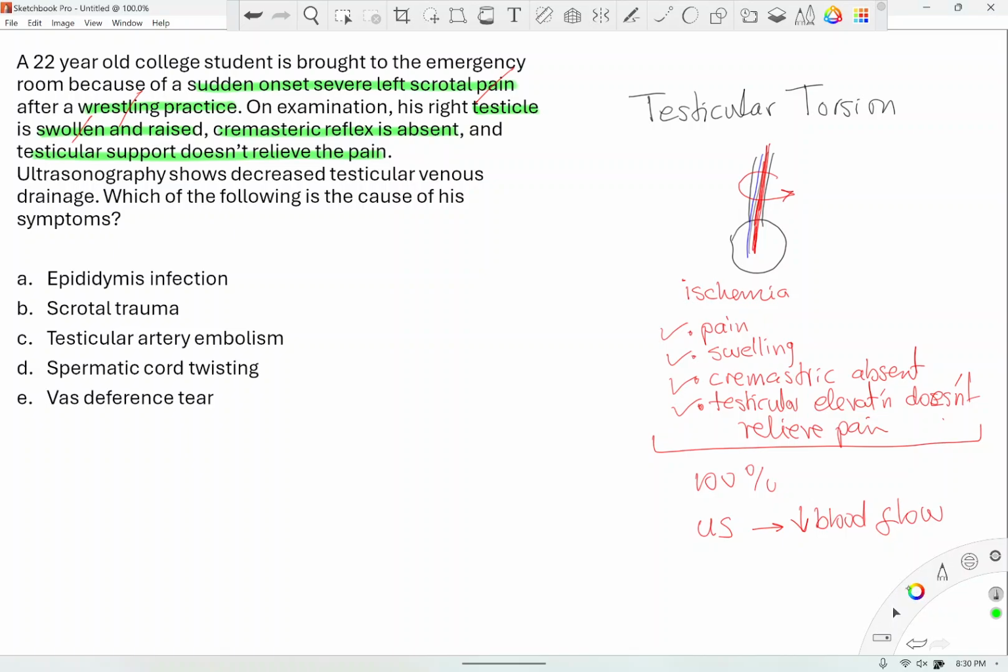This question, I just saw it, shows decreased testicular venous drainage. Okay, ultrasonography shows that. If that is the case, then that means, as we discussed, this will be twisting of the spermatic cord. Is this epididymis infection? No. Is this scrotal trauma? No. Testicular artery embolism? No. That would be testicular infarction. Spermatic cord twisting? Yes. That's your answer. Okay.